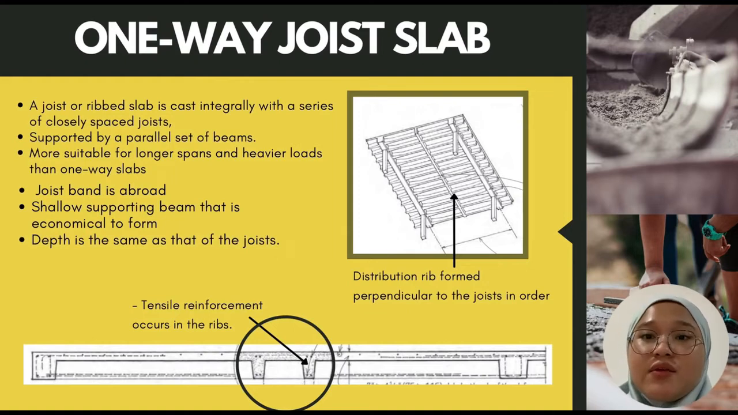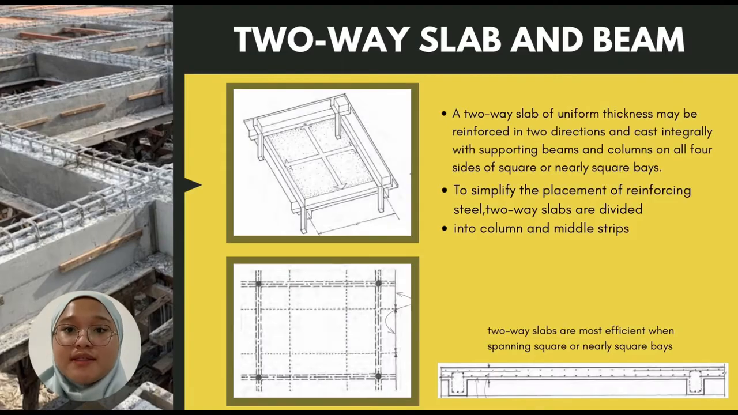As you can see from the arrow at the center of the structural system picture, the distribution rib is formed perpendicular to the joist in order to distribute possible load concentrations over a larger area. Tensile reinforcement occurs inside the ribs. Next is the two-way slab and beam.